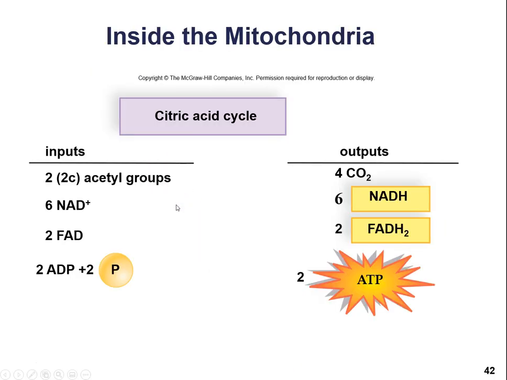If you look at this table for the citric acid cycle, we can see inputs and outputs. So you're putting 6 NAD+ in, 2 FAD in, but you're getting 6 NADH and 2 FADH2. Again, these are going to go to the electron transport chain. You can see that you have carbon dioxide that's released and also some ATP that's formed as well.